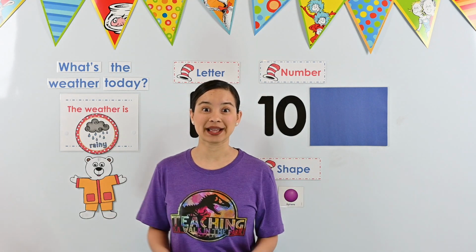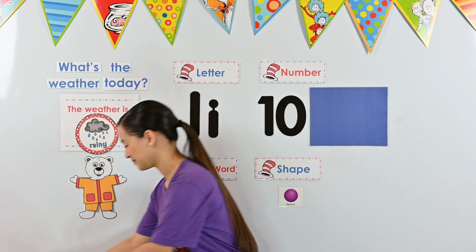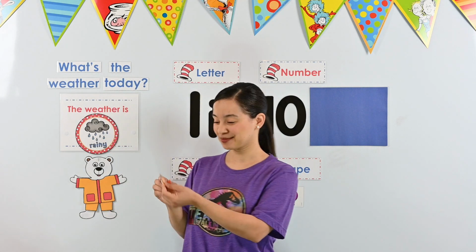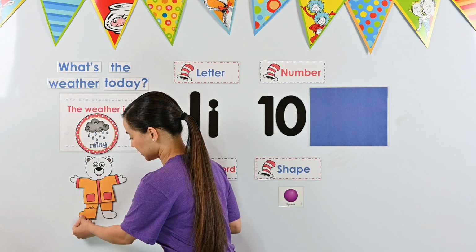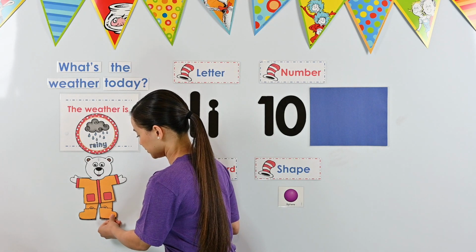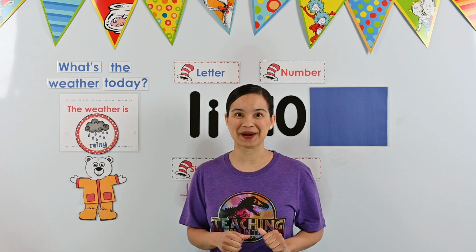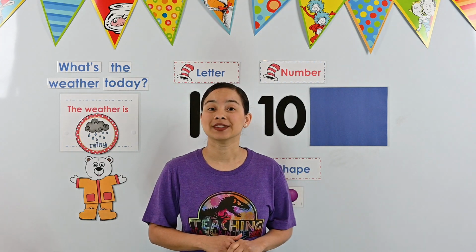Okay, what kind of shoes should Perry wear on a rainy day? If you said rain boots, I agree. Perry has his rain boots today. 1, 2. 2 rain boots for Perry. Excellent. Now he's missing one more thing.